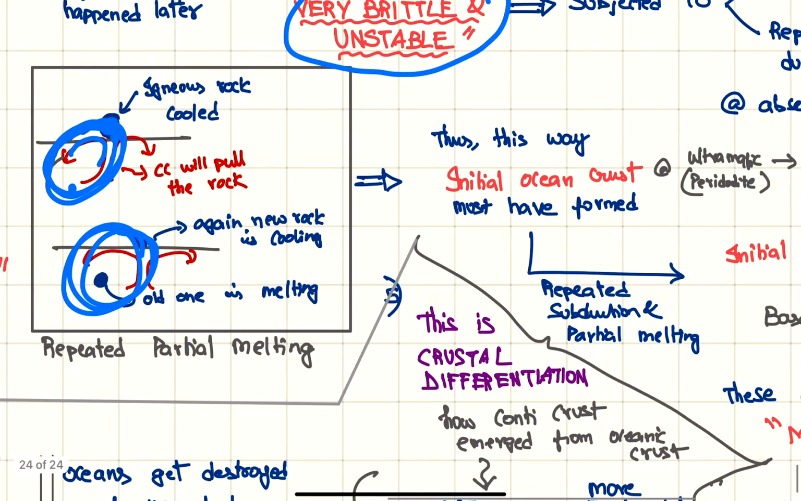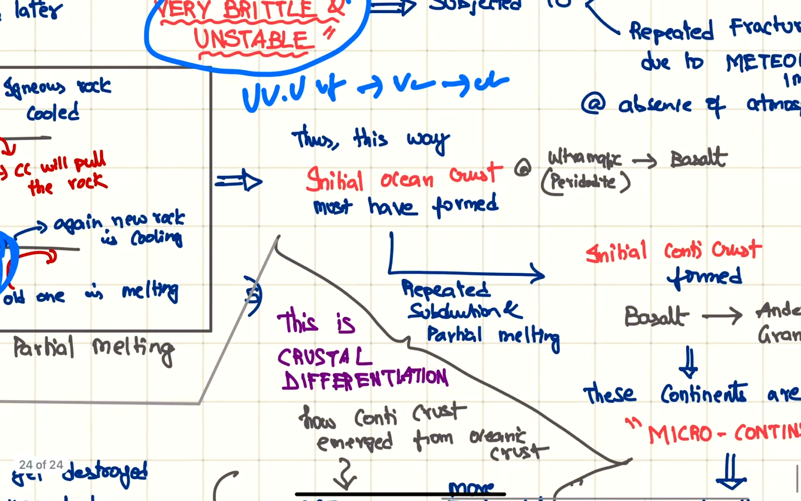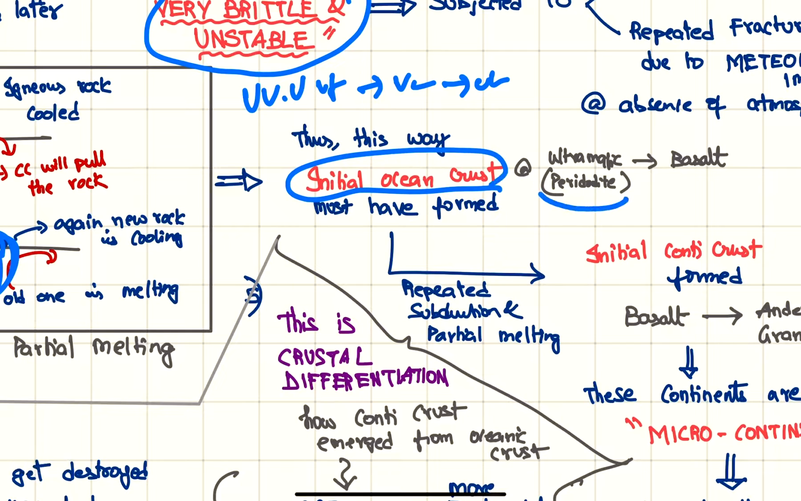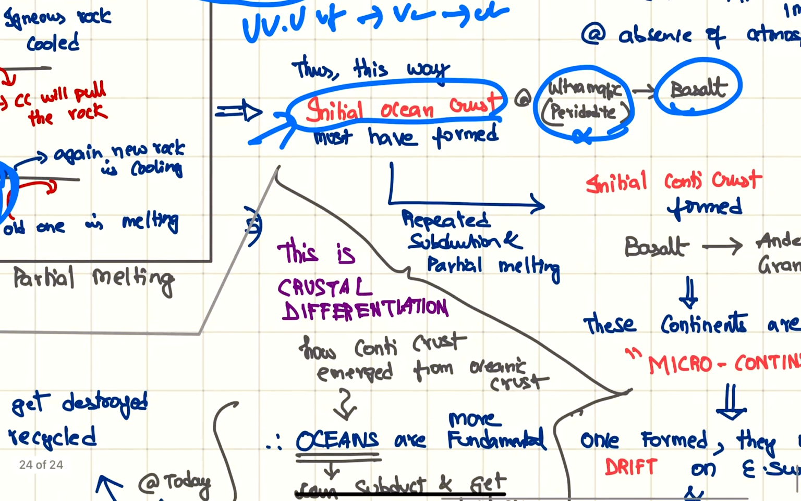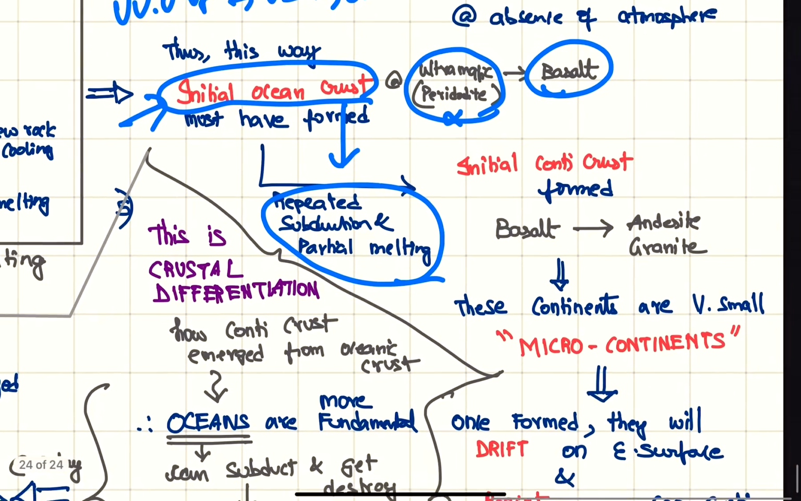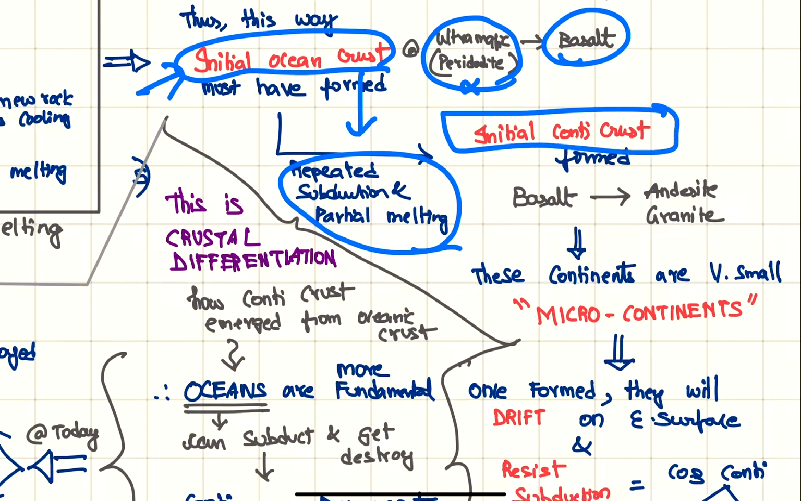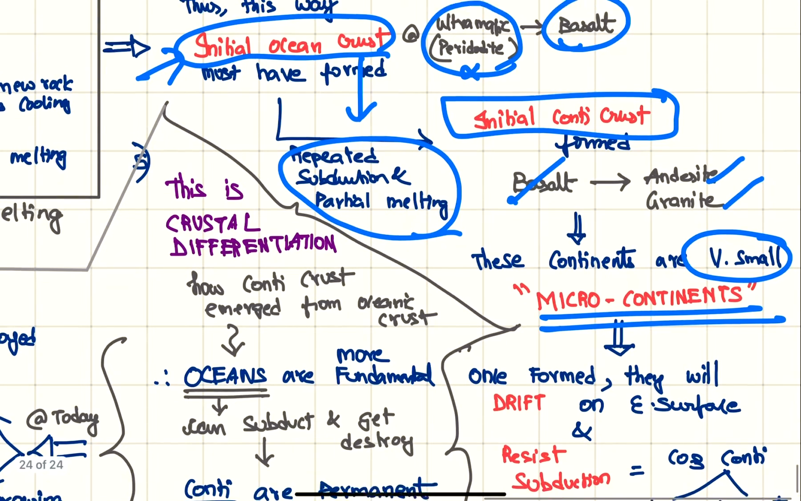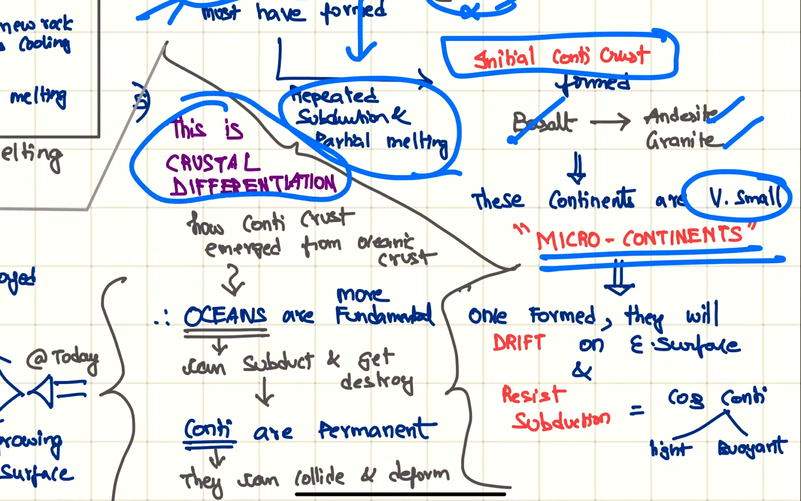So initially the ultramafic rocks will turn into more ultramafic, then later into ultramafic, and finally the initial oceanic crust was formed when the ultramafic peridotite and diorite turned into basalt. Thus the initial first oceanic crust was formed. Later this oceanic crust is also subjected to repeated subduction and partial melting. Thus the initial continental crust was formed from basalt, andesite and granite. But these continents are very small and called microcontinents. So this is how crustal differentiation happened, how continental crust emerged from the oceanic crust.